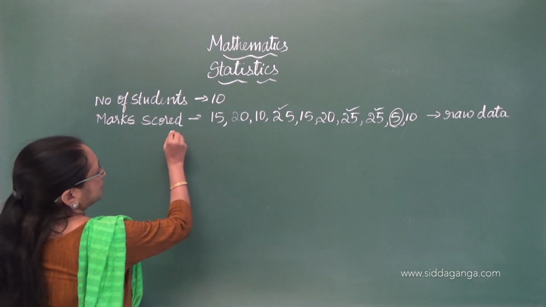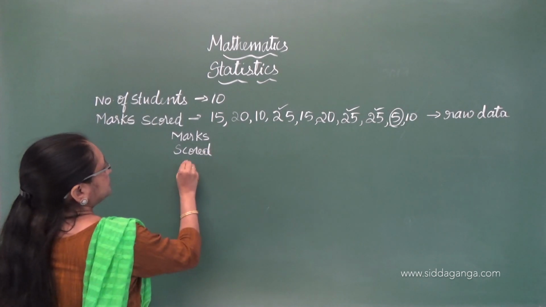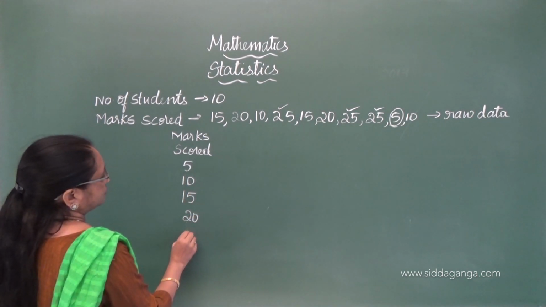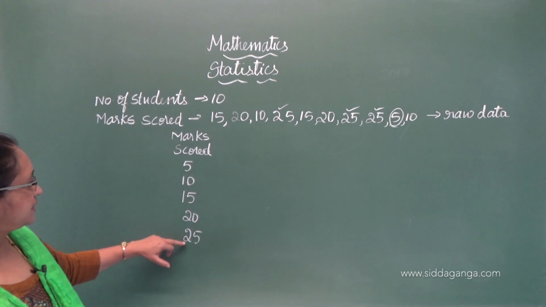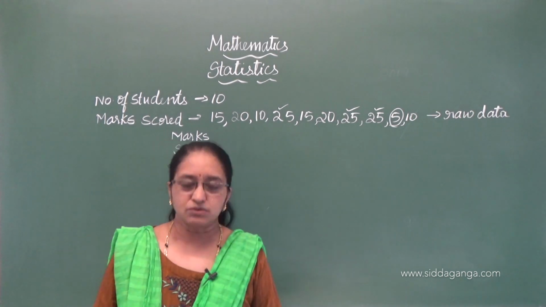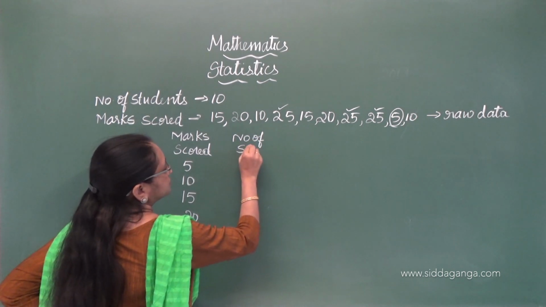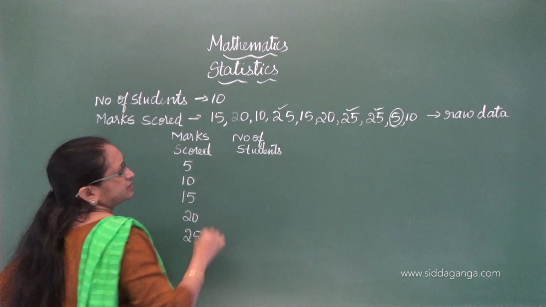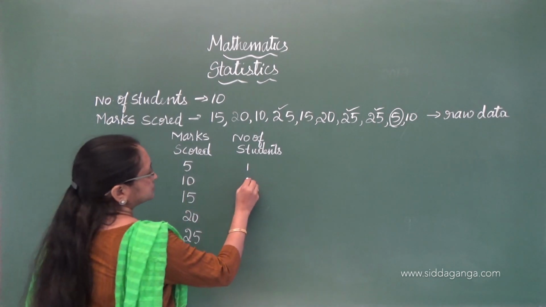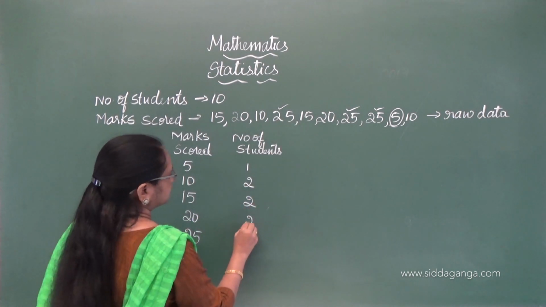Understood? Now I will make some arrangement. For example, marks scored: the minimum is 5, 10, 15, 20, 25. Correct? Now the minimum marks scored is 5 and the maximum is 25. Now I am going to check the number of students. 5 marks is scored by 1 student, 10 marks is scored by 2 students, then 15 again 2 students, 20 2 students, 25 3 students.